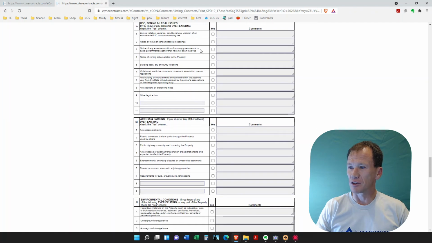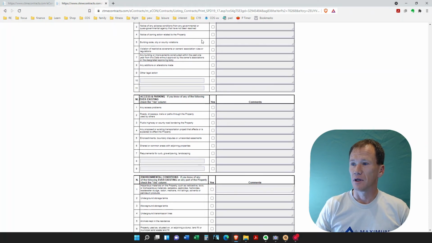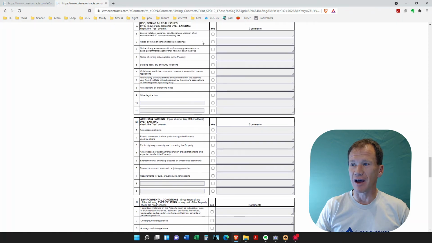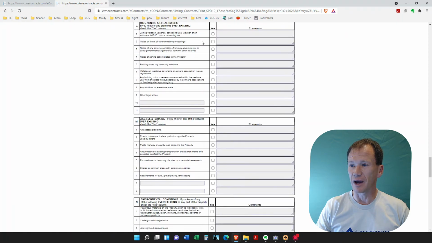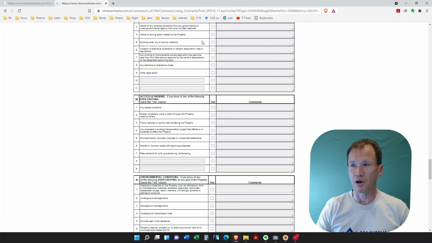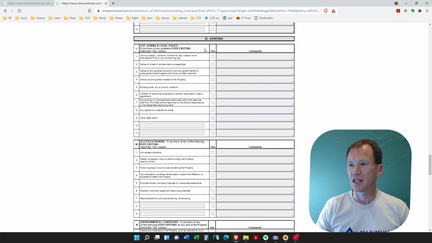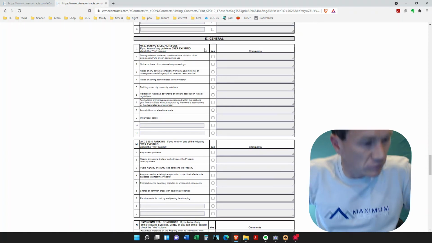Any notice of adverse conditions? Any notice of zoning actions? If they haven't taken place yet, but you've received the notice, check it. Any building code, city, or county violations? If they've ever existed, have you ever been notified? If you're aware of them at all, you must check yes. Any violation of the restrictive covenants or owner association rules or regulations? This is related to the house.